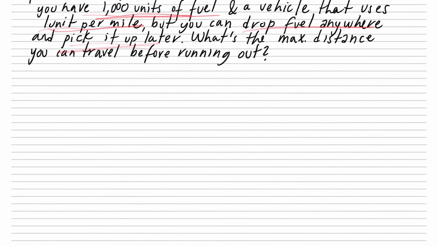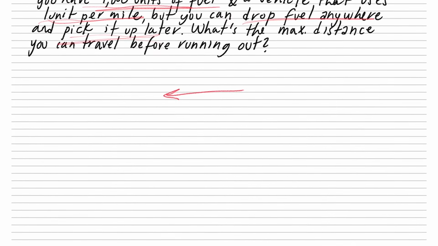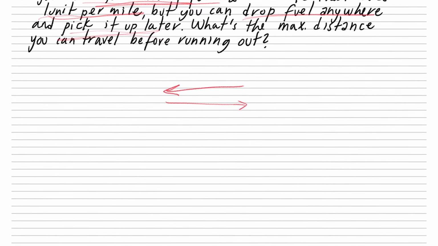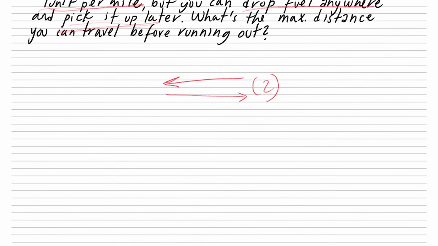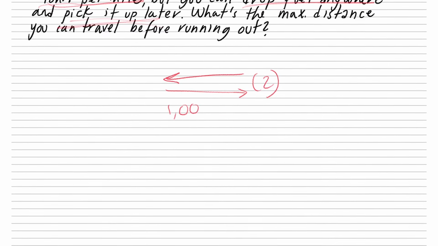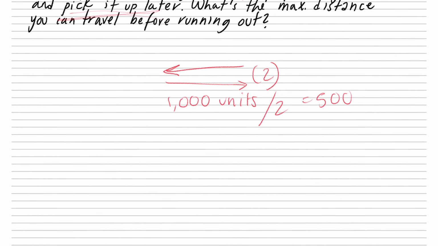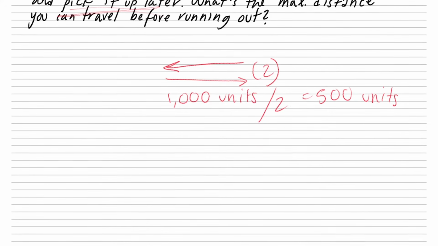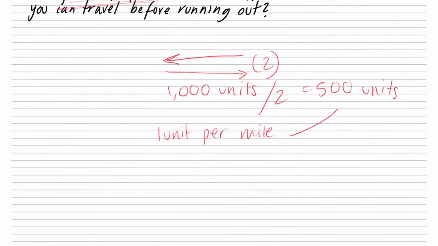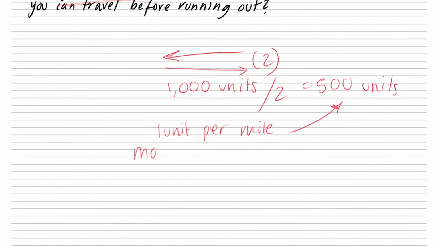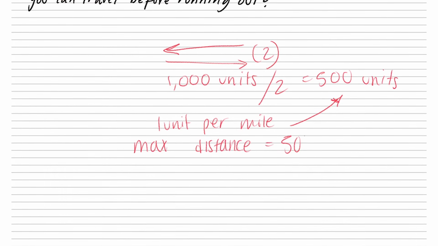So this one is kind of confusing, but remember, whenever you're traveling somewhere, you need to go and come back. So that's 2 ways you can go, forward and backward. So what I would do is I would do 1,000 units divided by 2, and I'd get 500 units. And since I can go 1 unit per mile, the max distance I can go is 500 miles to make sure that I can actually go back to my destination.